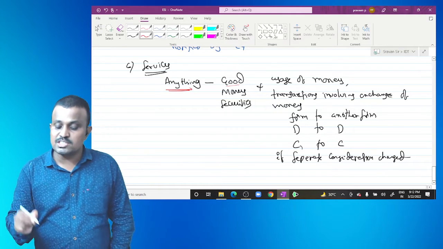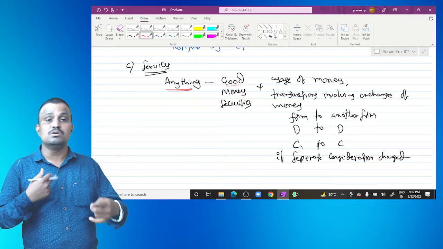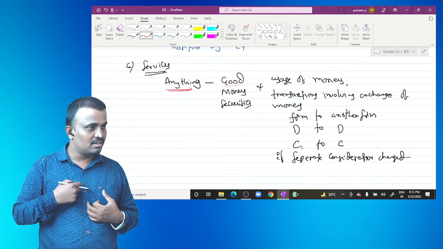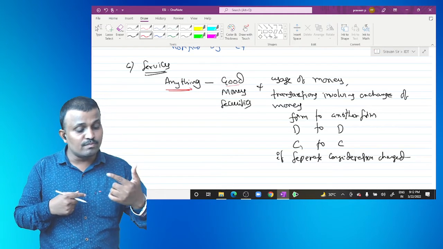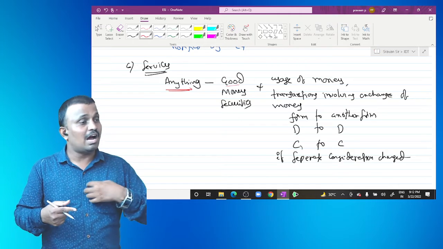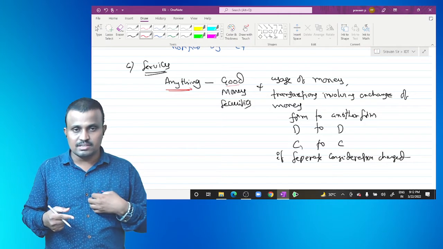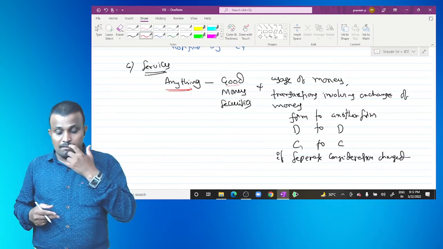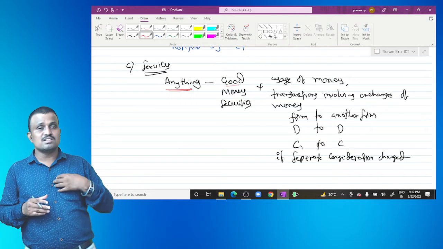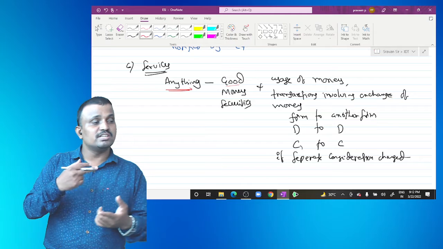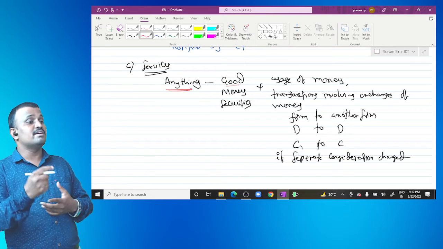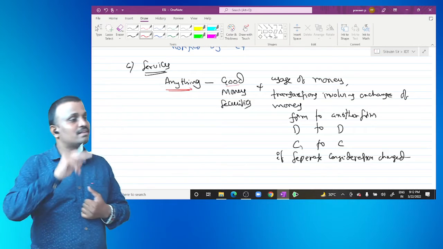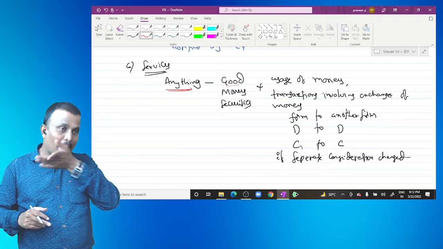And the transactions involving exchange of money from one form to another form. I have a bill, I go to the bank, I discount the bill and I receive the cash. So here the amount changed from one form, bill, to cash. I have a cheque, I deposit it in the bank and then cash it. So it converted from cheque to cash. One form to another form. Or from one denomination to another denomination. For example, a 2000 rupee note is converted into four 500 notes, or a 500 note is converted into five 100 rupee notes. One denomination to another denomination.